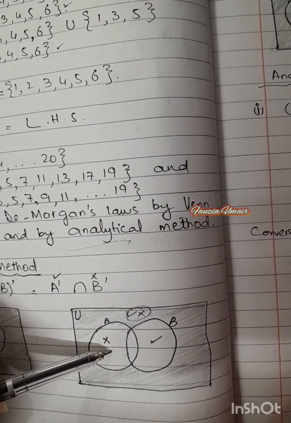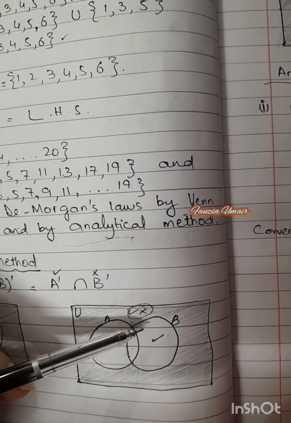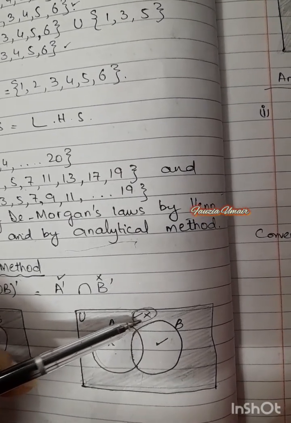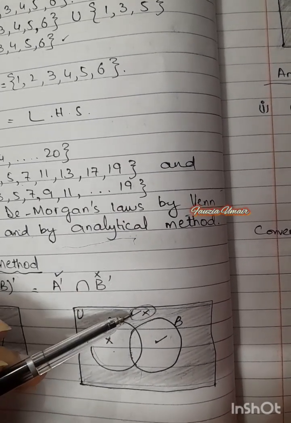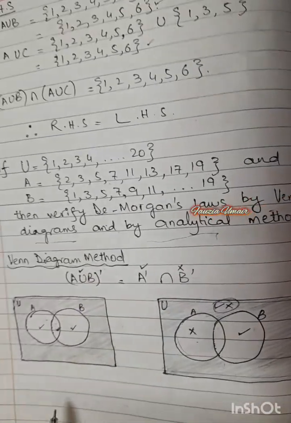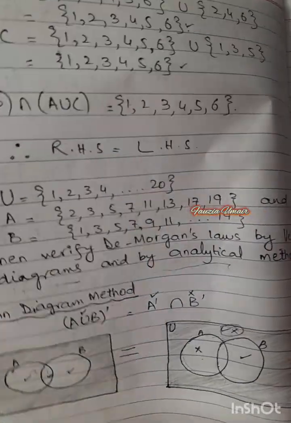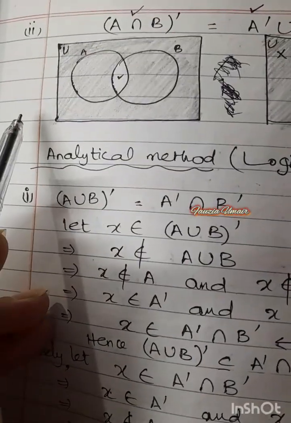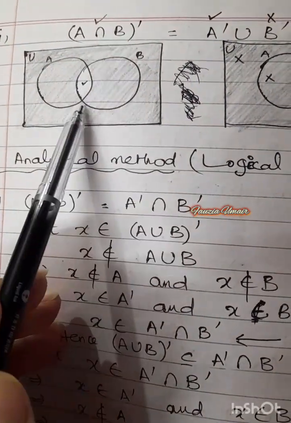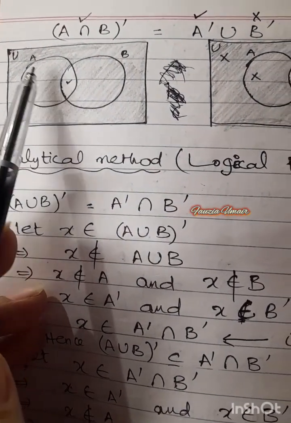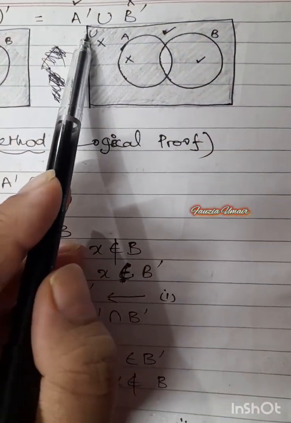So basically, De Morgan's law has two parts. So this is first part of De Morgan's law. So intersection is, so you can see only this part will come. So shading of both left hand side and right hand side is equal. So this is proved by Venn diagram method. So let's take the second part of De Morgan's law, which is A intersection B complement is equal to A complement union B complement. So A intersection B is the tick mark and rest all will be shaded.